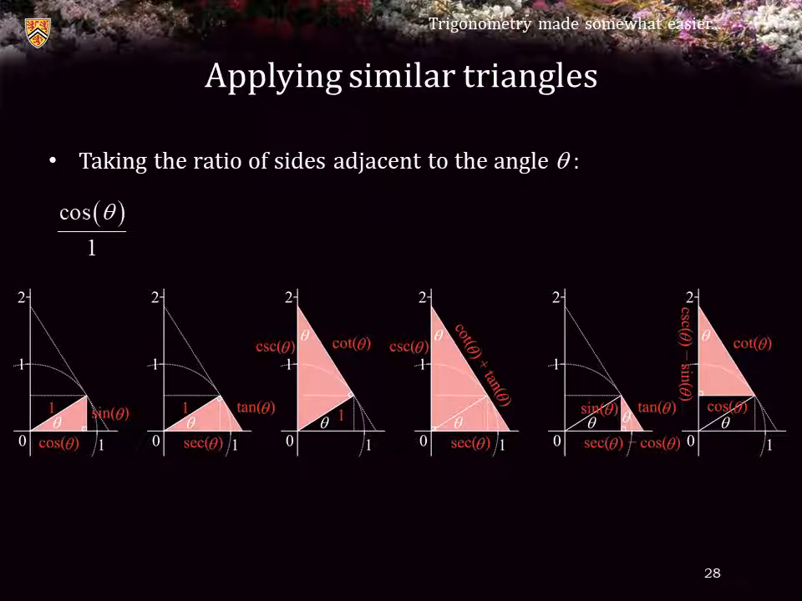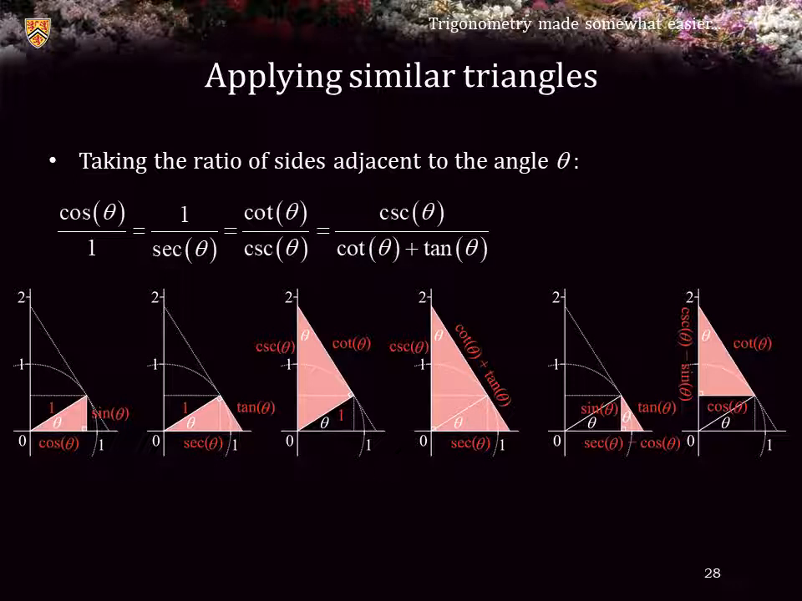Next, let's take the ratio of the sides adjacent to the angle theta. We will always have the shorter length in the numerator and the length of the hypotenuse in the denominator. So in the first case, we have cosine theta over 1. And this ratio must equal 1 over secant theta in the second image. In the third image, this must equal cotan theta over cosecant theta, which in the fourth image must equal cosecant theta over cotan plus tan.